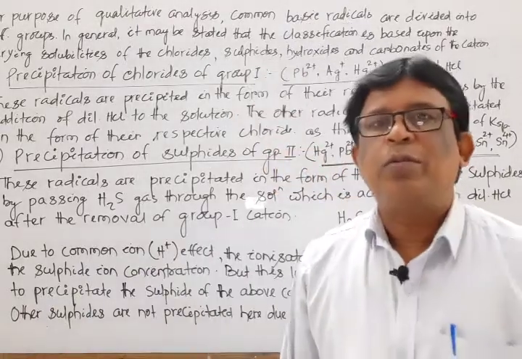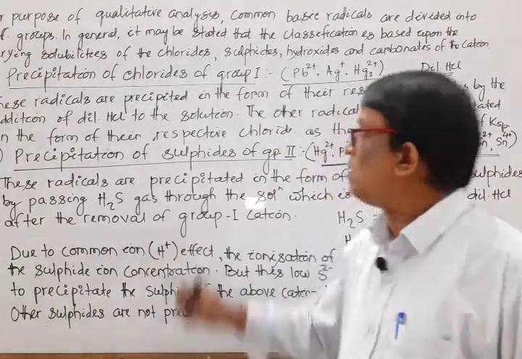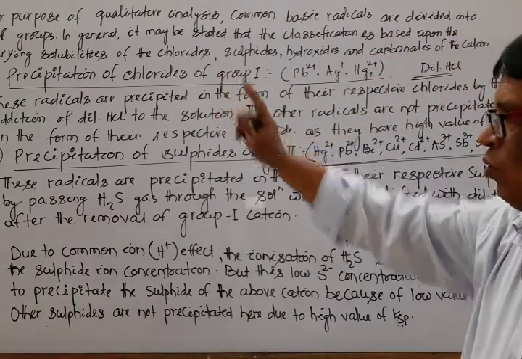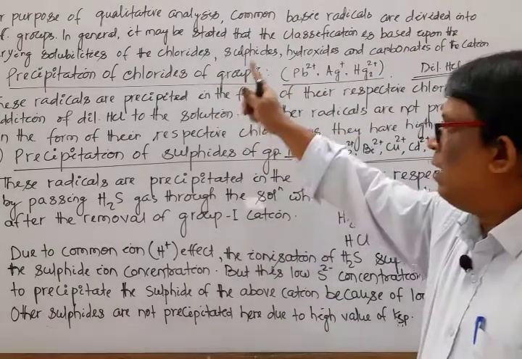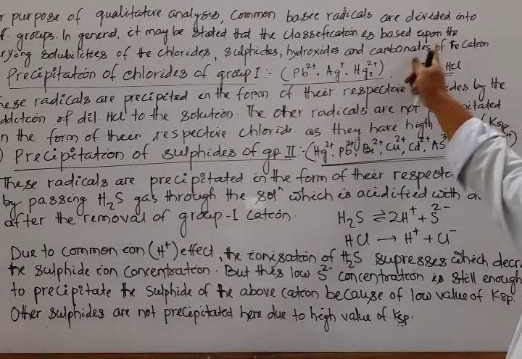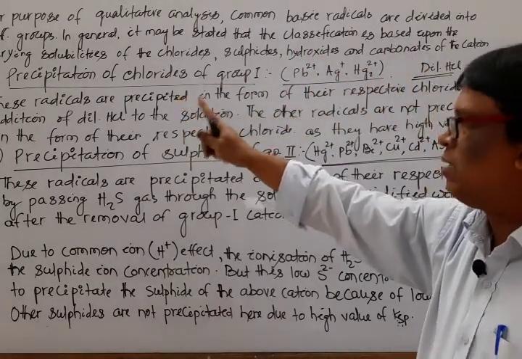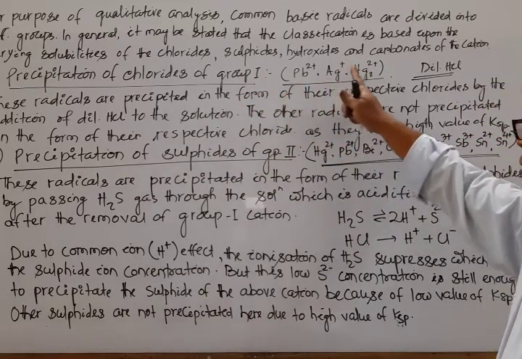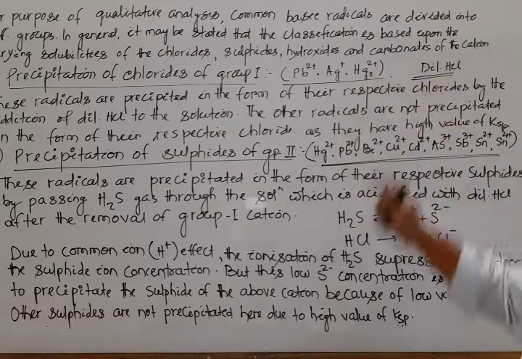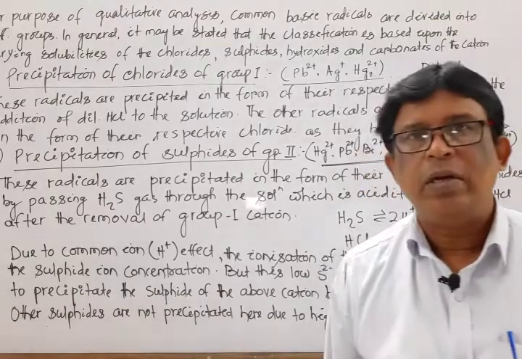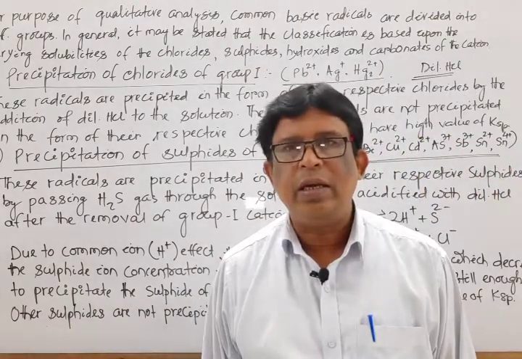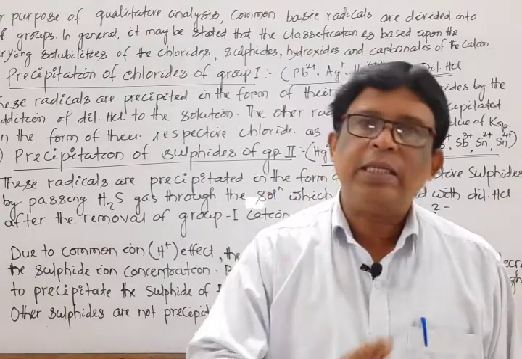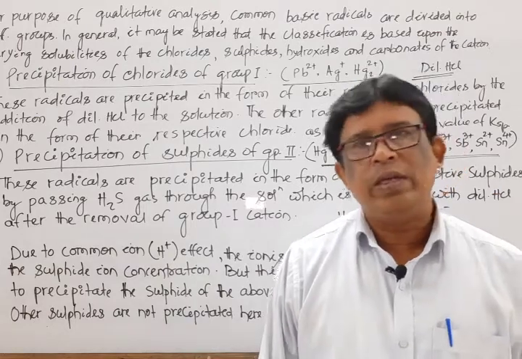For the purpose of qualitative salt analysis, common basic radicals are divided into different groups. In general, it may be stated that the classification is based upon the varying solubility of their chloride, sulfide, hydroxide and carbonate forms of the cation. Depending upon their solubility, different groups are there, and their group reagents are also there. For example, we discuss them one by one.